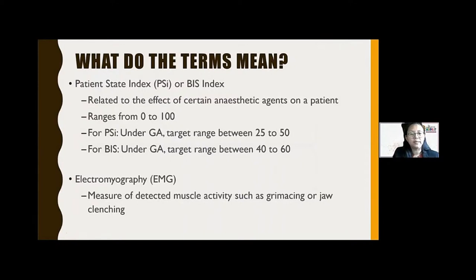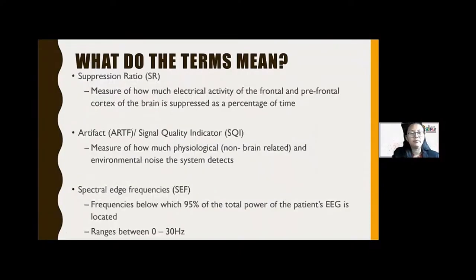Electromyography, otherwise known as EMG, is a measure of detected muscle activity such as grimacing or jaw clenching. Suppression ratio, otherwise known as SR, is a measure of how much electrical activity of the frontal and prefrontal cortex of the brain is suppressed as a percentage of time.